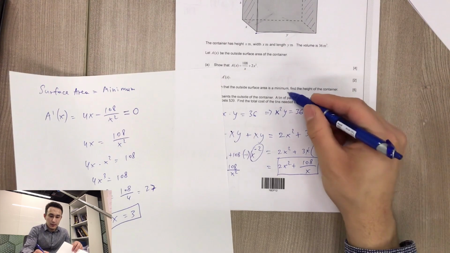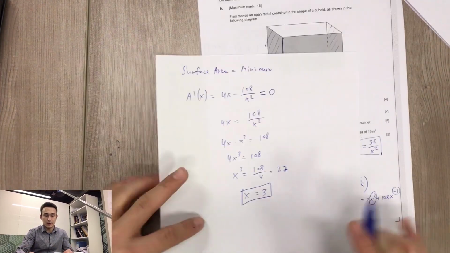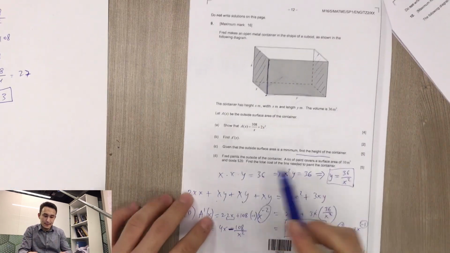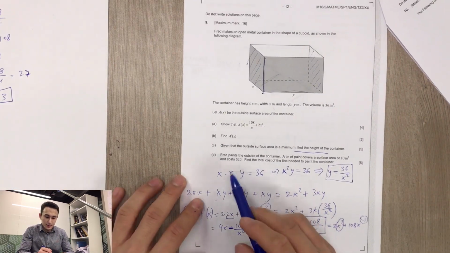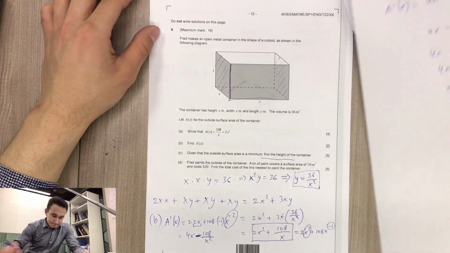So the question was find the height of the container. And the height, we know that the height is x. So we have found x is 3. Alright? So the height is 3. That's the answer. Alright, and the last part for question 9, part D.